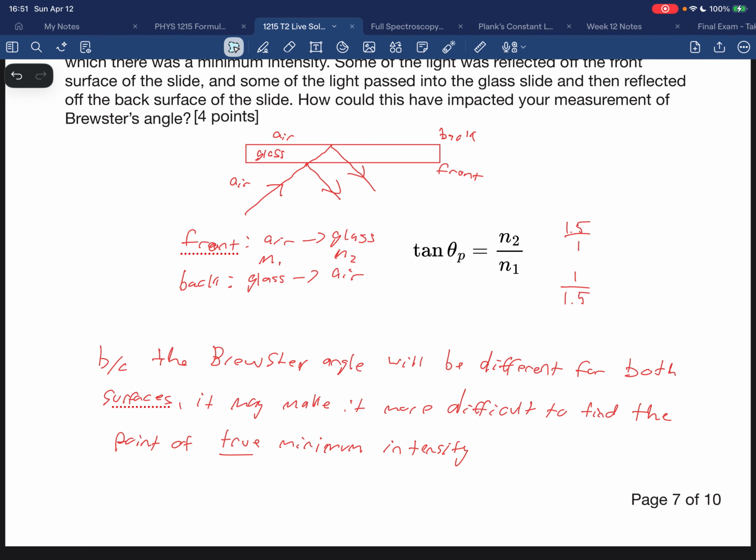So there we go. Basically, if these two beams of light being reflected off the front and the back surface are close enough together, it's going to make it much harder to determine where the actual minimum is. If they are too close together, for all intents and purposes, just eyeballing it, which is literally what we did, we won't really be able to tell the difference between the front and the back just with our eyes.